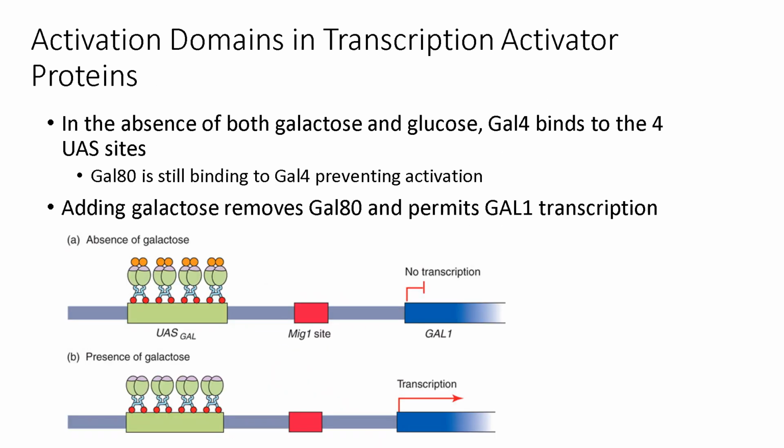In the absence of both glucose and galactose, Gal4 still binds the UAS, but its activation is blocked by Gal80, an inhibitor. When galactose is added, Gal80 is removed, enabling Gal4 to activate transcription. This elegant switch demonstrates how protein-protein interactions regulate gene expression based on environmental signals.